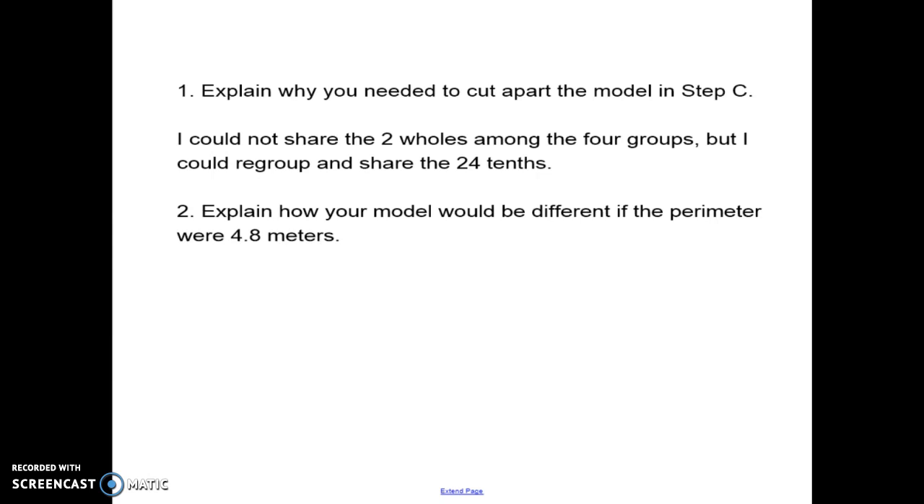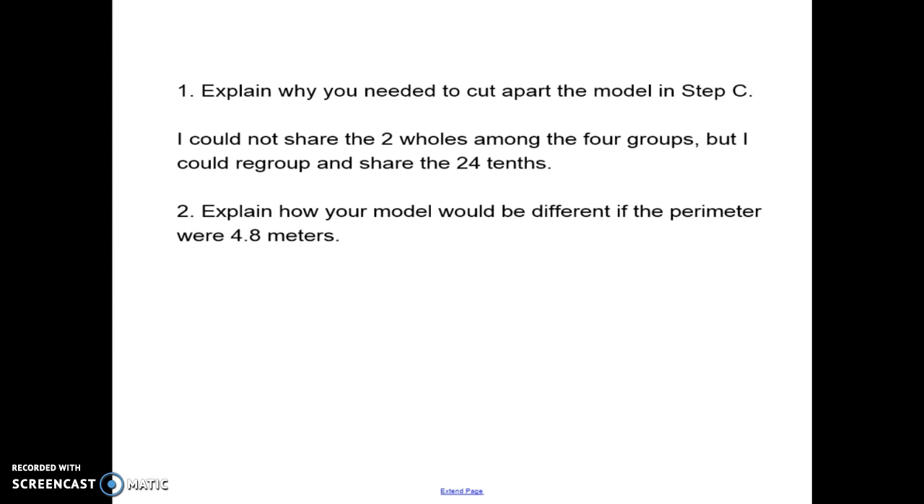12 in each block. Okay. Can we take this 4 and divide it equally among 4 groups? So we could have just taken one of our whole squares, right? And put it in each group, and then cut apart our 8 tenths. And how many of those would be in each group?